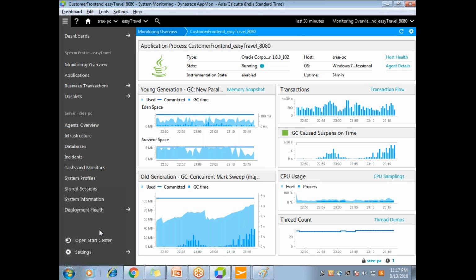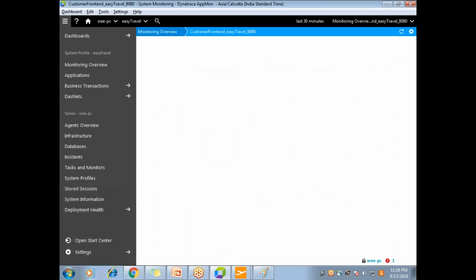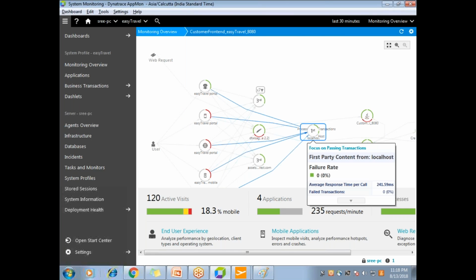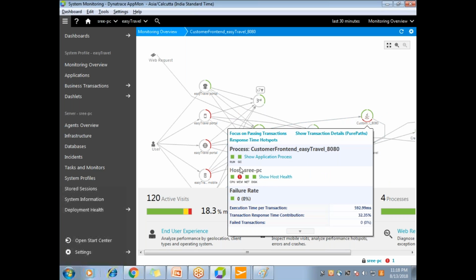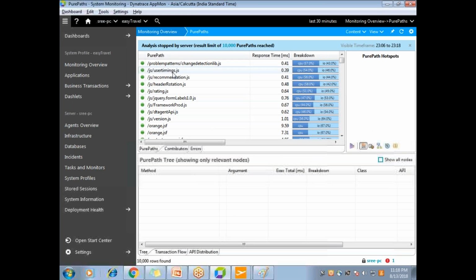So one last time I will try. There is somewhere it will give you the overall picture of transaction response times on the time period. The PurePath will give you only, per transaction, not on the time basis. For this transaction, how much is the response time and the breakdown? That's what it will give you.